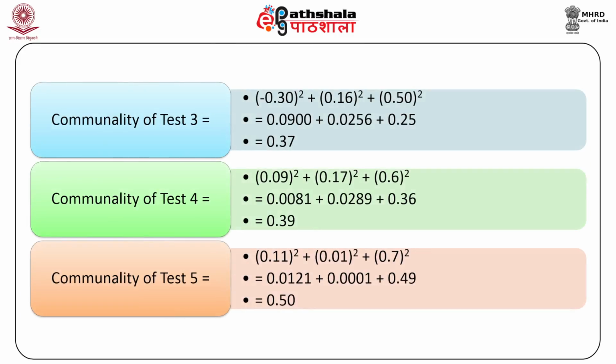Communality of test 3 is equal to minus 0.30 square plus 0.16 square plus 0.50 square. This is equal to 0.0900 plus 0.0256 plus 0.25, which is equal to 0.37. Communality of test 4 is equal to 0.09 square plus 0.17 square plus 0.6 square, which is equal to 0.081 plus 0.0289 plus 0.36, which is equal to 0.39. Communality of test 5 is equal to 0.11 square plus 0.01 square plus 0.7 square, which is equal to 0.0121 plus 0.0001 plus 0.49, which is equal to 0.50.